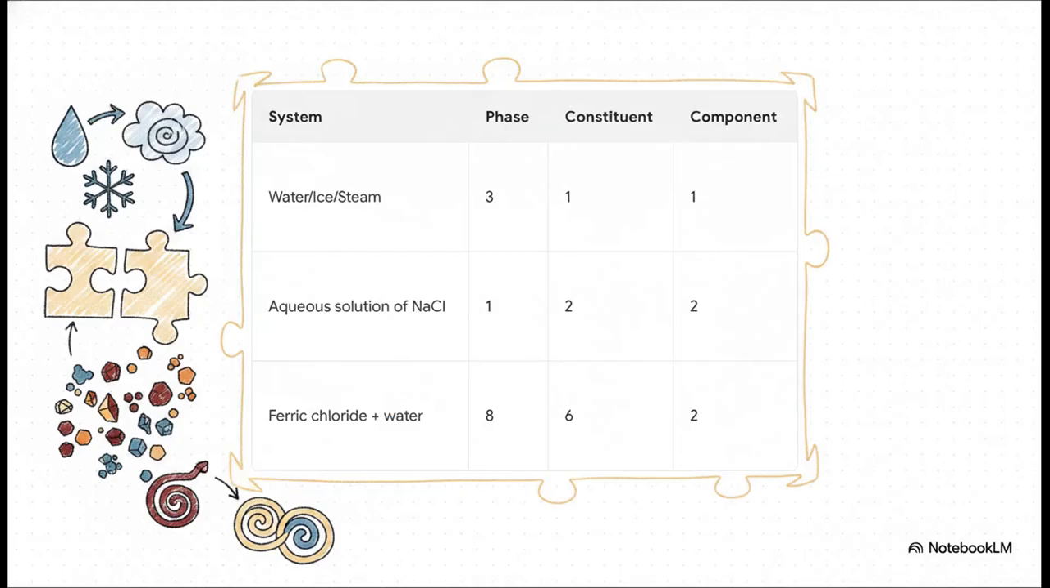This abstract concept actually turns into a bit of a puzzle. Take a system of water, ice, and steam. You've got three distinct phases, right? But there's only one constituent, and exactly one component, H2O.